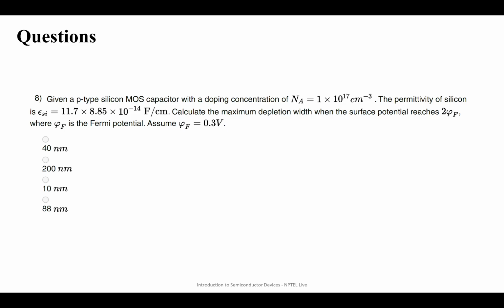Given a p-type silicon MOS capacitor with a doping concentration of Na equals 1 into 10 power 17 per centimeter cube, and permittivity of silicon epsilon Si equals 11.7 into 8.85 into 10 power minus 14 farad per centimeter. Calculate the maximum depletion width when the surface potential reaches 2 phi f, where phi f is the Fermi potential. Assume phi f equals 0.3 volts. The options are 40 nanometers, 200 nanometers, 10 nanometers, 88 nanometers.